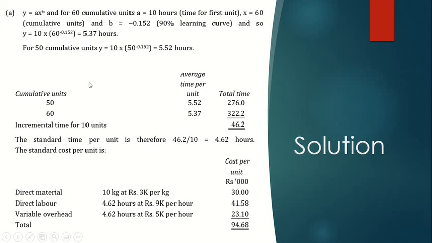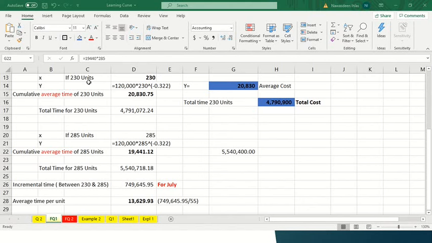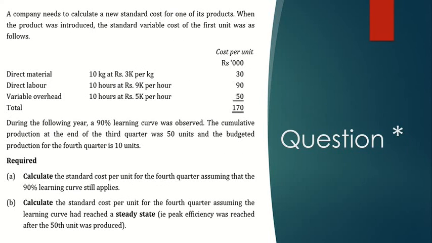Now we'll move to part B. Part B is more interesting because they are saying the learning curve impact is coming to a steady state. The peak they are achieving at the 50th unit.